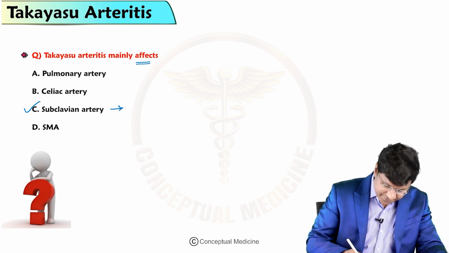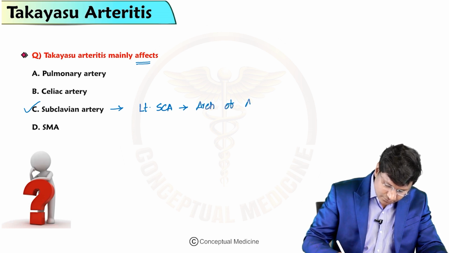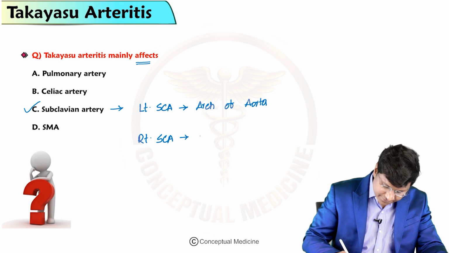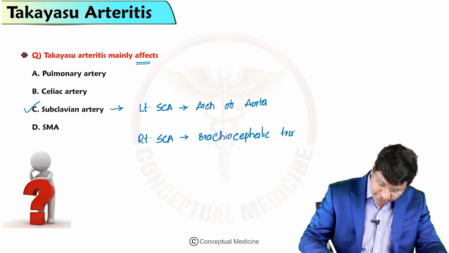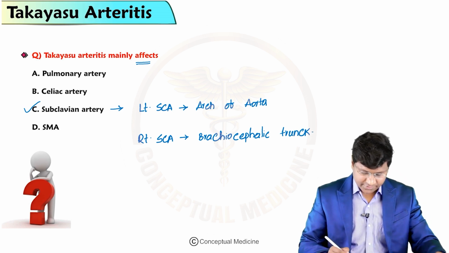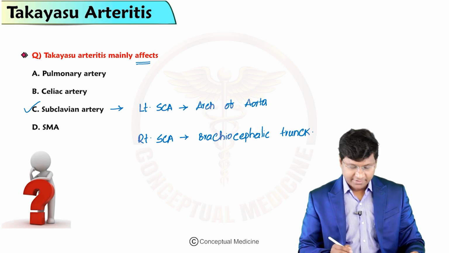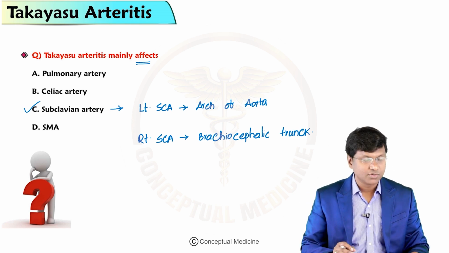And the subclavian artery, on the left side, the left subclavian artery directly originates from the arch of aorta, whereas the right subclavian artery is a branch from the brachiocephalic trunk. So that is about your right subclavian artery. It is the subclavian artery which is commonly affected.